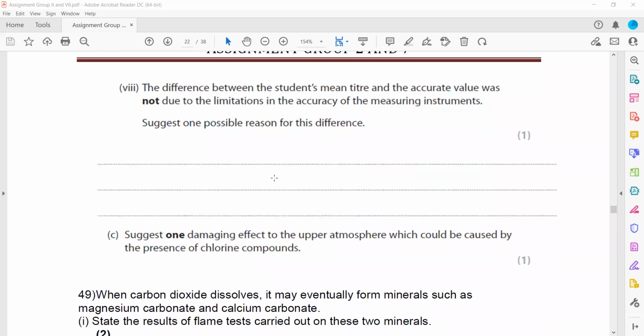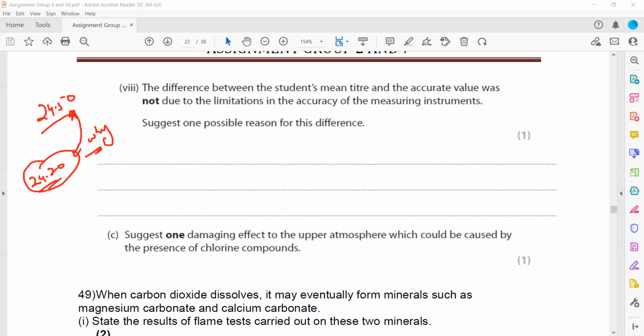The difference between the student's mean titer and the accurate value was not due to the limitation of the accuracy of the measuring instrument. Suggest one possible reason. The student value is 24.50, but the accurate value is 24.20. Why is there a difference? Why is the student not getting the same? He's getting a larger volume. He added more volume than should be needed. So what could be a reason?